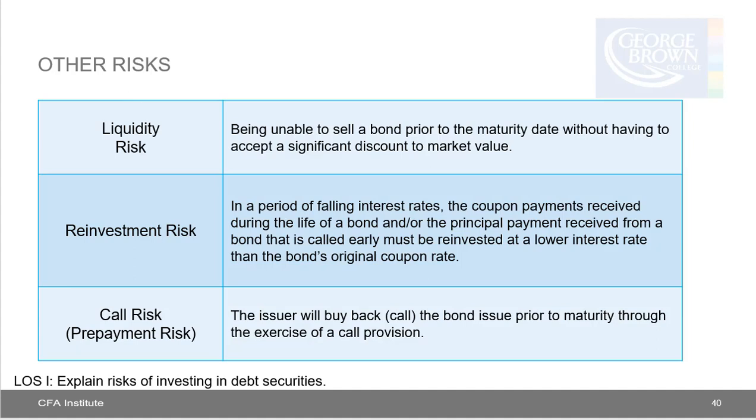Reinvestment risk is in a period of falling interest rates, the coupon payments received during the life of the bond and or the principal payment received from a bond that is called early must be reinvested at a lower interest rate than the bond's original coupon rate. So in reinvestment risk, I'm getting certain cash flows through coupons, but interest rates are going down, so I have to reinvest those at a lower rate. And finally, on this slide, call risk or prepayment risk is when the issuer will buy back or call the bond issue prior to maturity through the exercise of the call provision. And of course, that risk would only apply to bonds with a call provision on them, callable bonds.